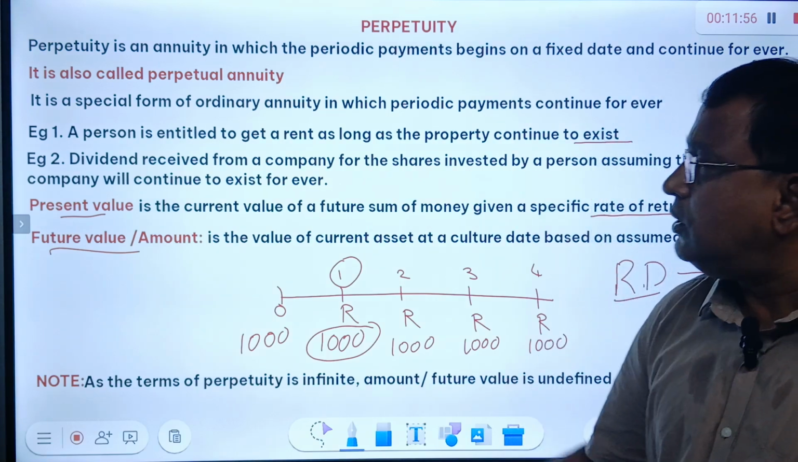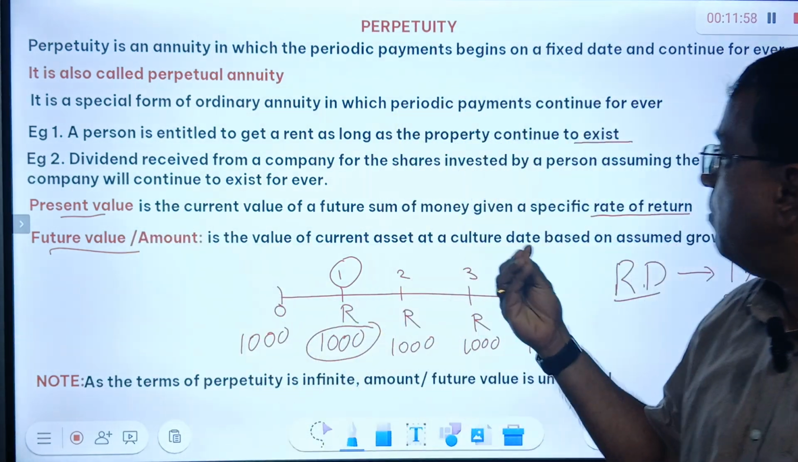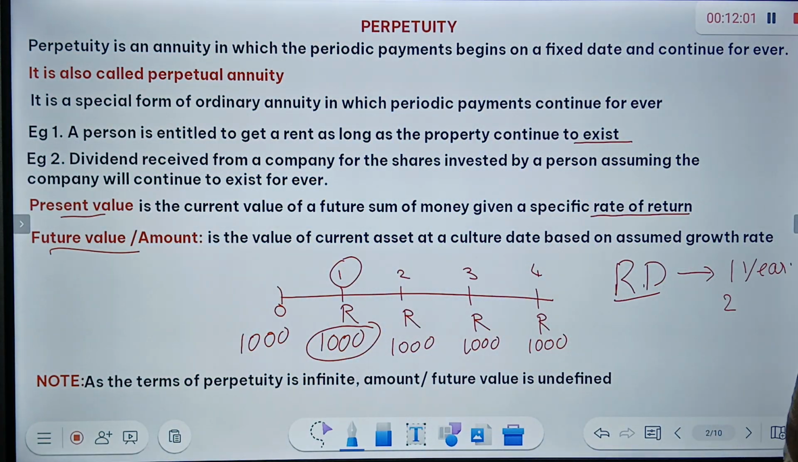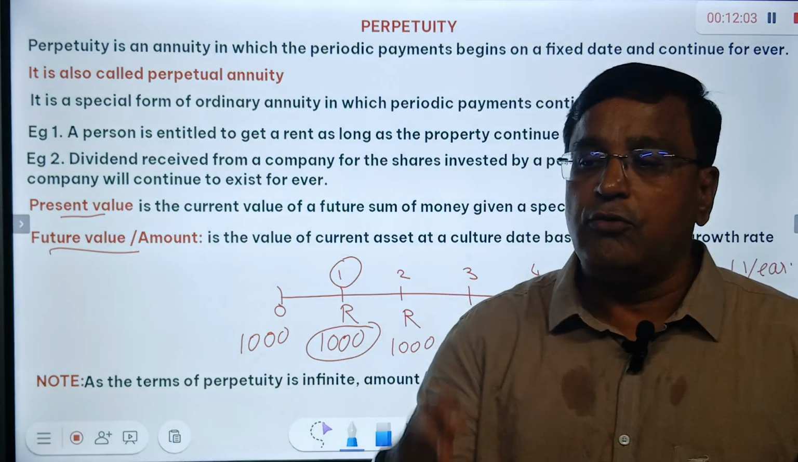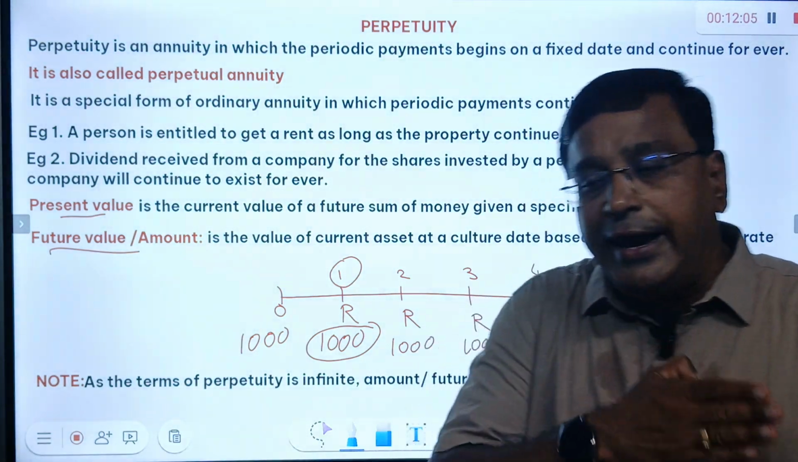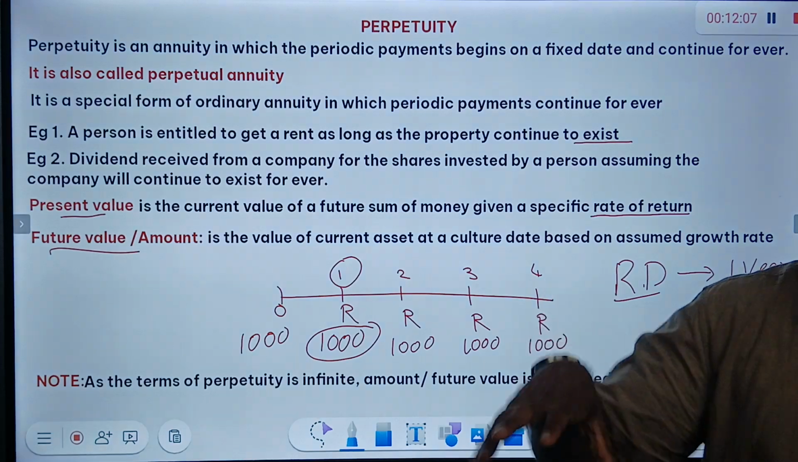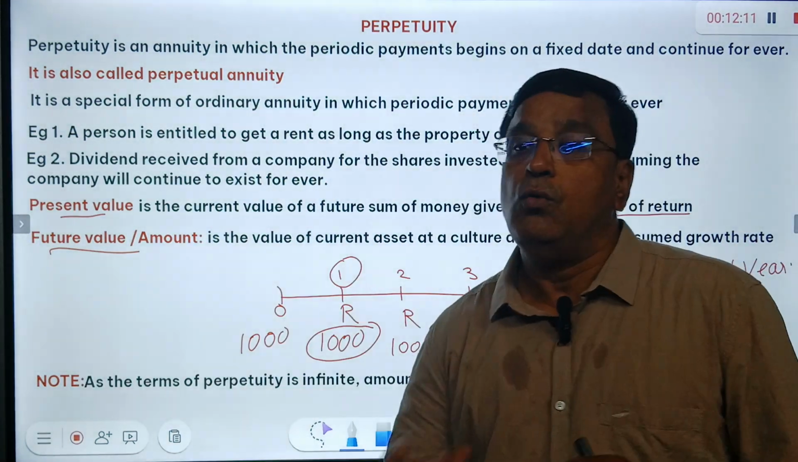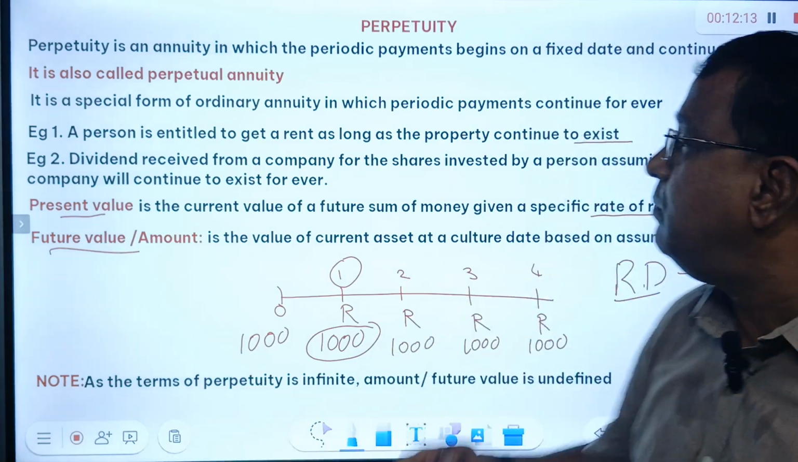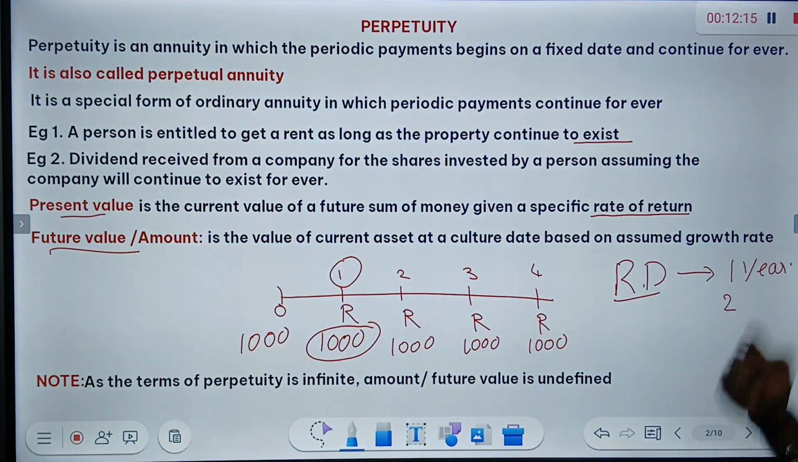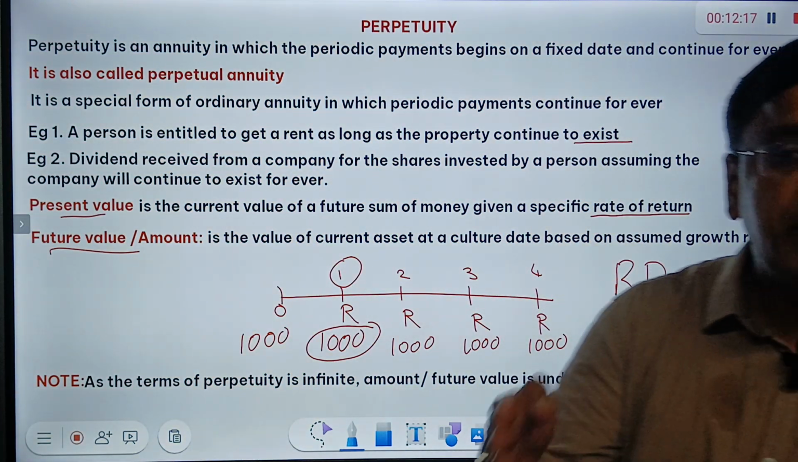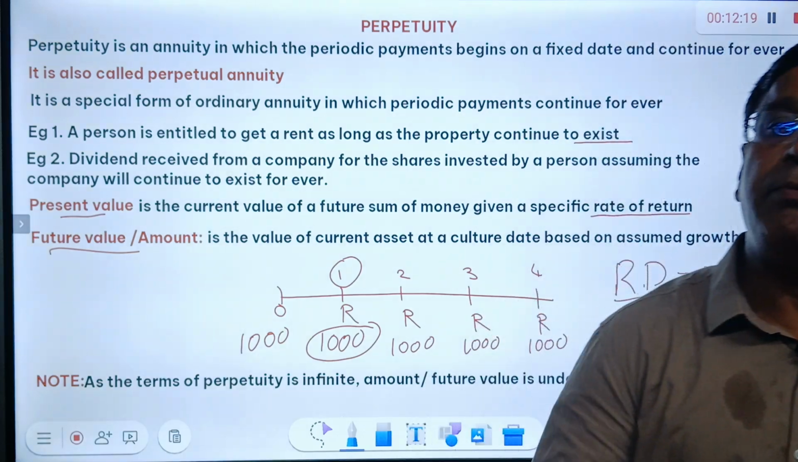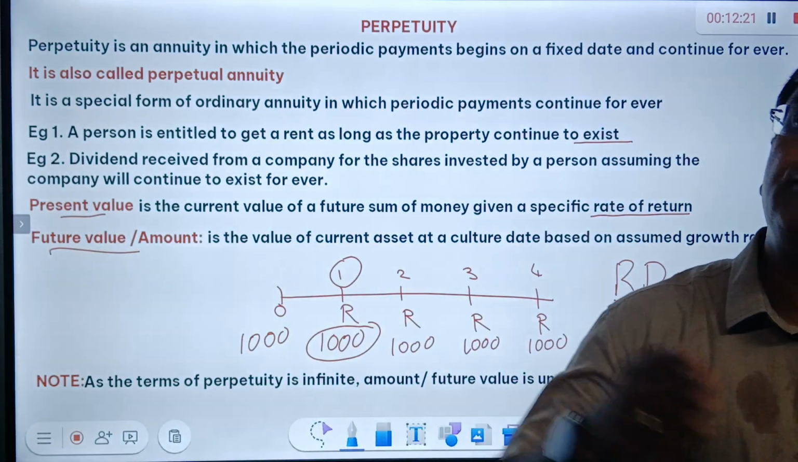Now, what is future value? Future value or amount, like I said, in a recurring deposit, you pay a certain amount of money every month, and at the end of the term, you get a maturity amount. That maturity amount is called amount, or otherwise called future value. I am able to predict the future value in a recurring deposit because the period of payment is definite. You are going to stop after 1 year, or after 2 years.